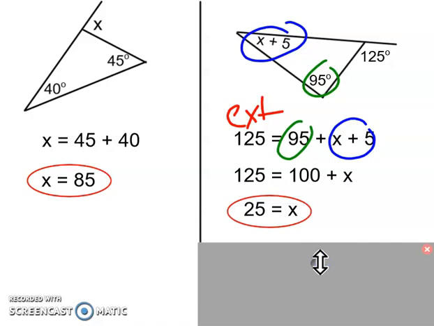And that's how we use exterior angles to help find the value of x, as well as how to apply the information of interior angles to help us find the exterior angles.